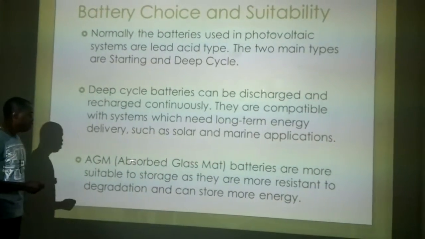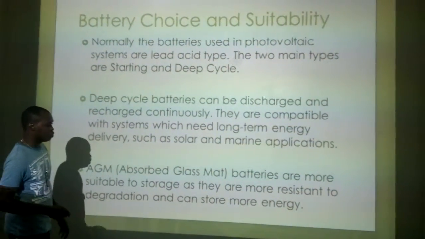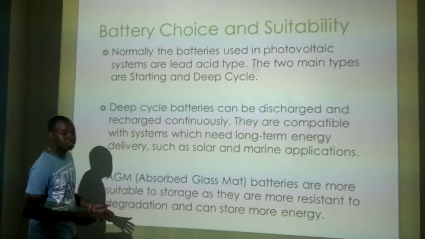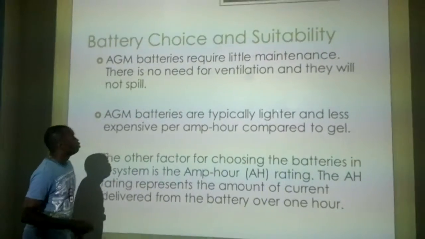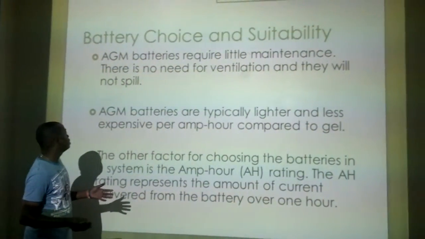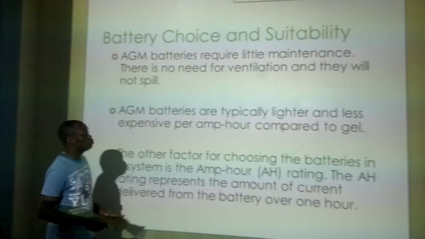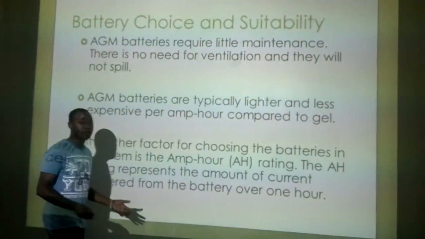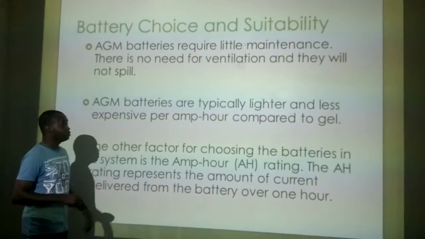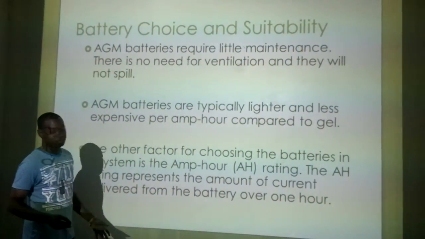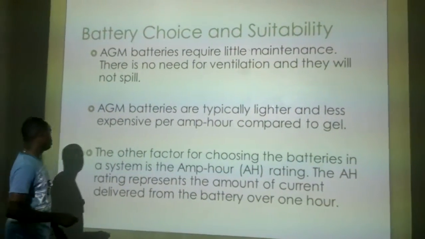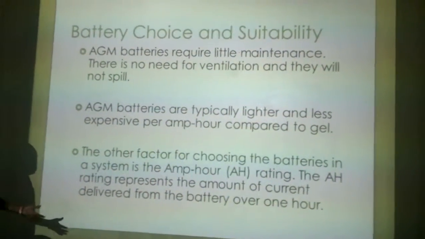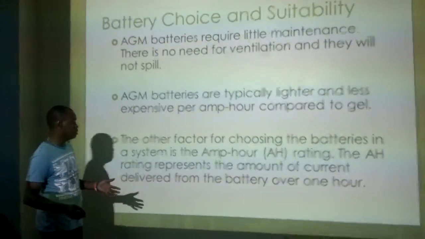The absorbed glass matte batteries are more suitable for storage as they are more resistant to degradation and can store energy for a longer period of time. Normally as well, the AGM batteries require little maintenance and there is no need for ventilation, and they will not spill any liquid as they are absorbed glass matte. They are also typically lighter and cheaper than other forms of batteries. Another factor in choosing batteries is the amp hour. This is the amount of current you can get per hour from these batteries.